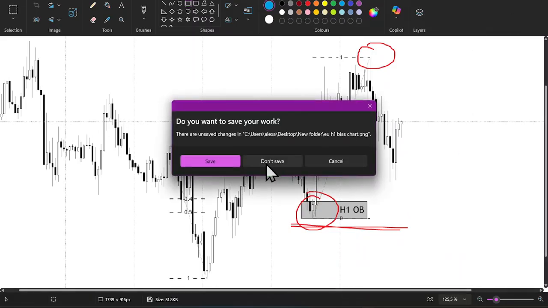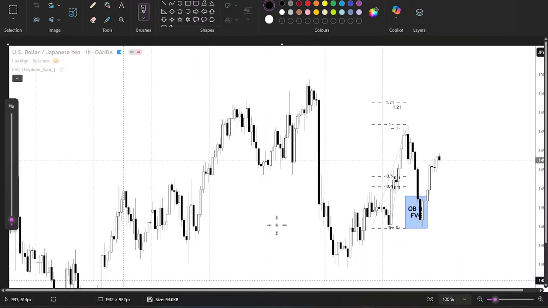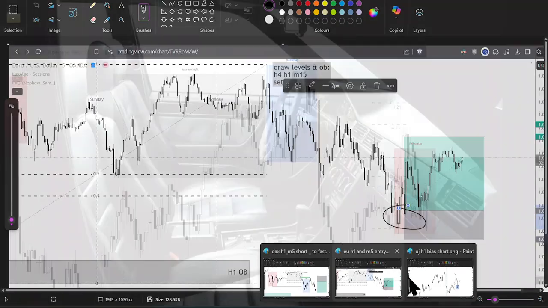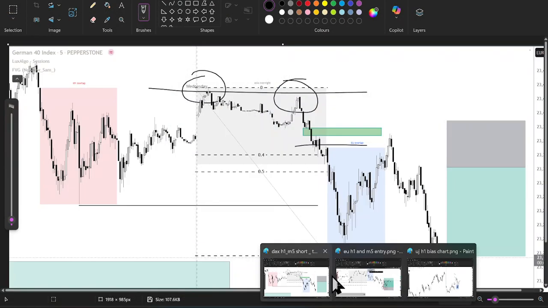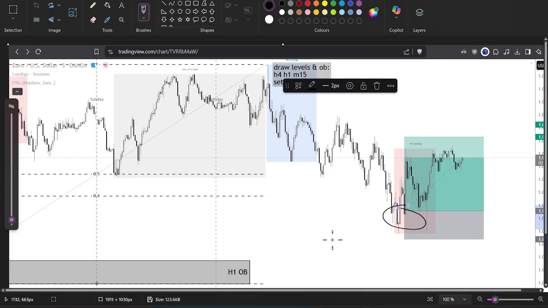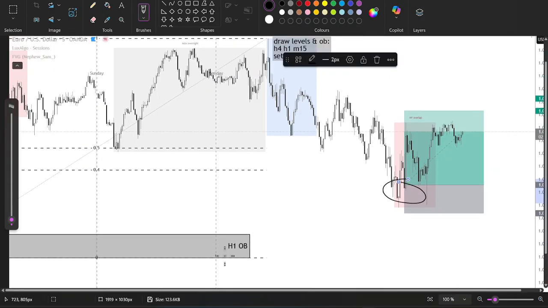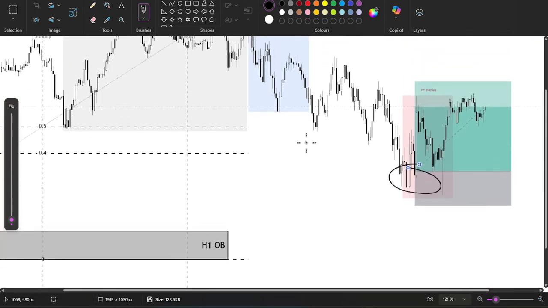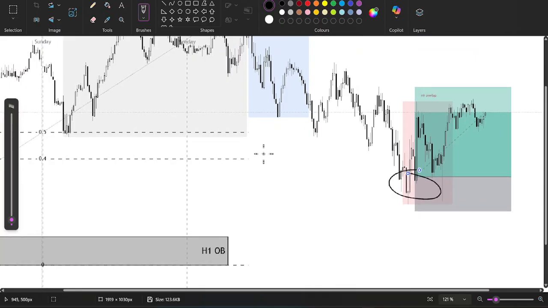It's not. You know what? I'm going to try to find it. It's the short. Ah, here's the one. So this is the one, right? Here's again the H1 OB, and this is the 0.4 area. Now we're looking at the 5-minute version. Like I said, the notification was set at 0.4.